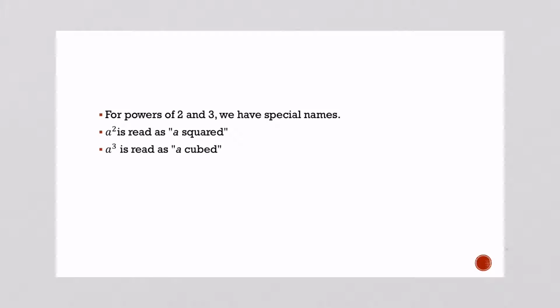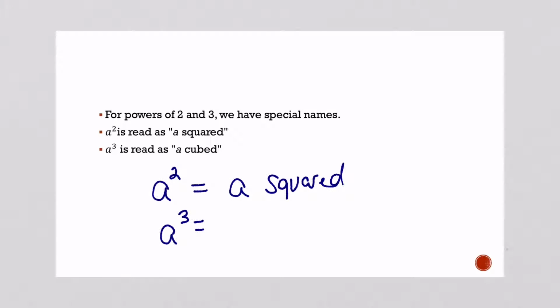We do have special names for whenever we have 2 or 3 in the exponent. You don't have to say that. a to the second power can be read as a to the second power, or it could be read as a squared. a to the third power can be read as a to the third power or a cubed.